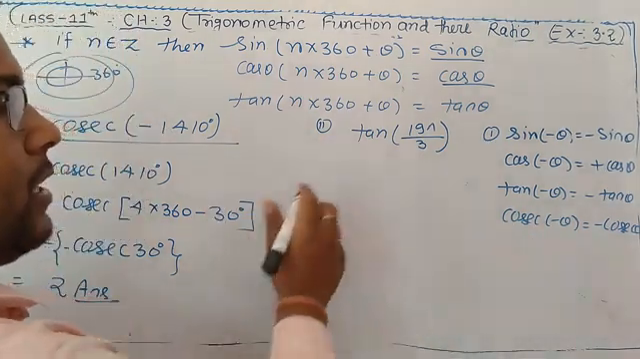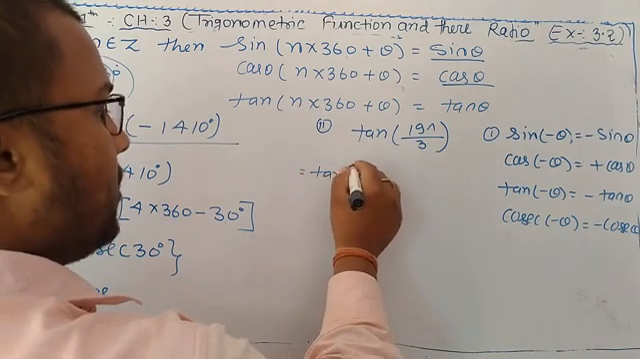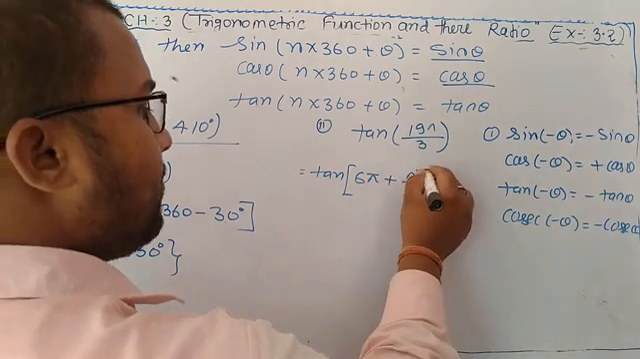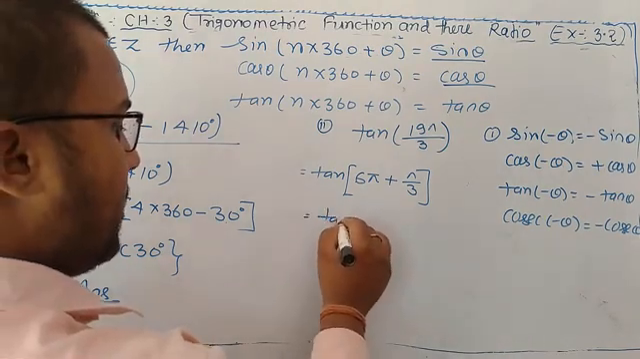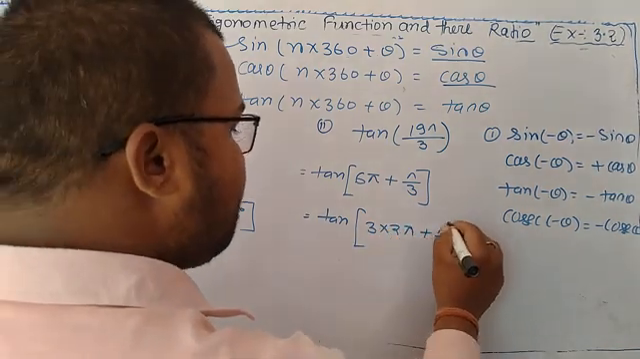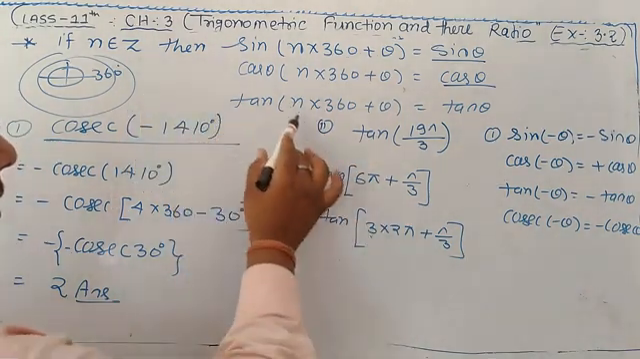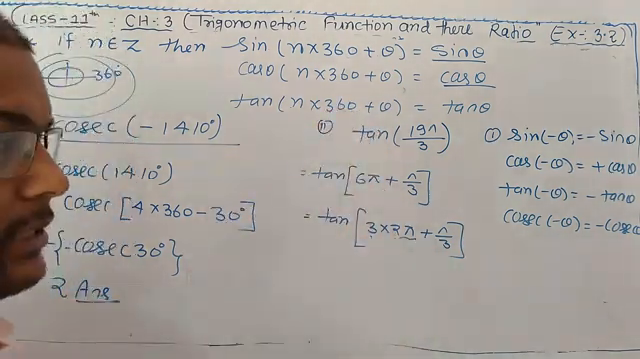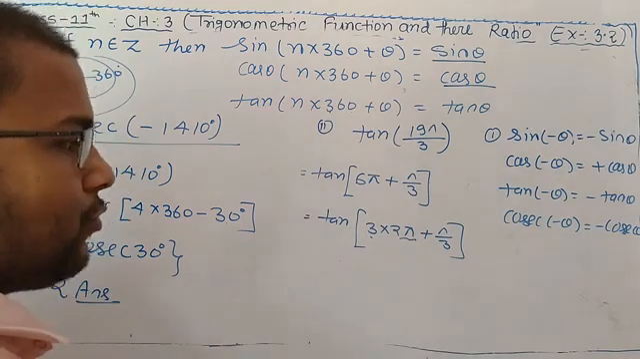Question number 2: tan 19 pi upon 3. In this question, 19 pi by 3: 3 sixes are 18, so 6 pi plus pi by 3. 3 times 6 is 18 pi, plus pi, is 19 pi by 3. We know that tan of 3 into 2 pi plus pi by 3. Here n belongs to integers, n is 3, and 2 pi is 360. Tan of n into 360 plus theta is equal to tan theta.